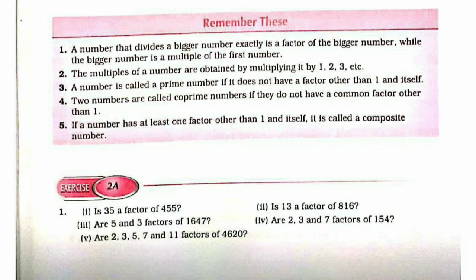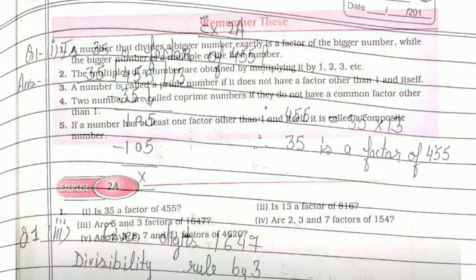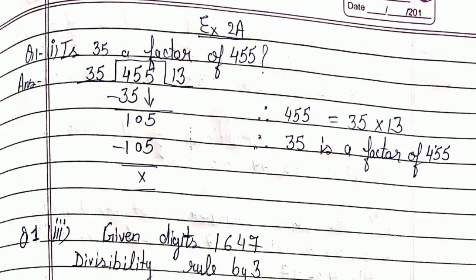Let us look at the first question. Is 35 a factor of 455? So for solving this, what we will do? We will divide 455 by 35.